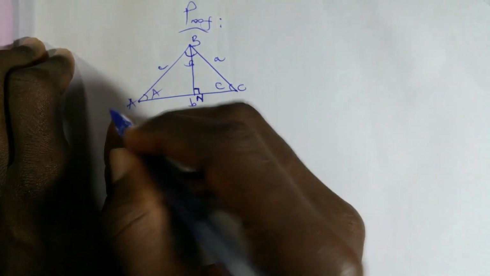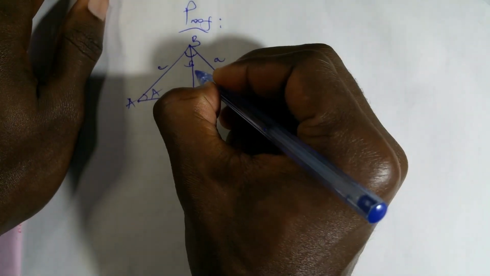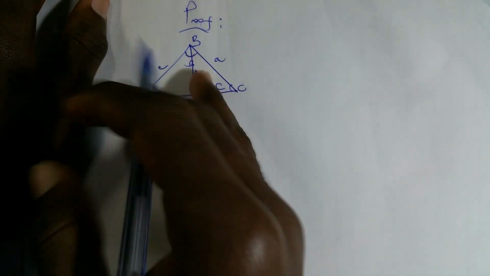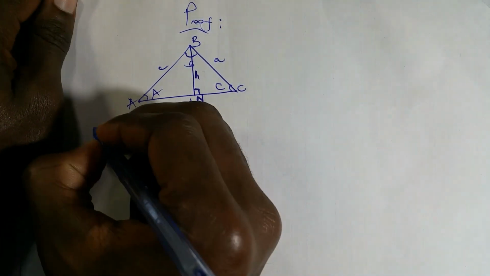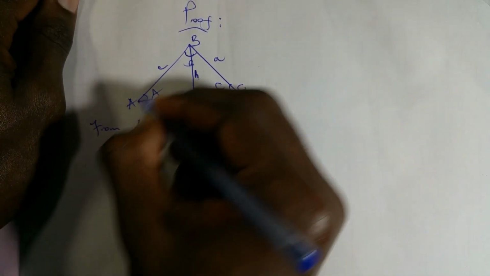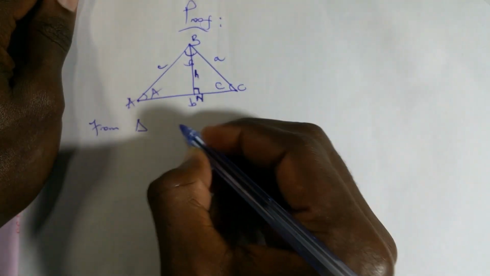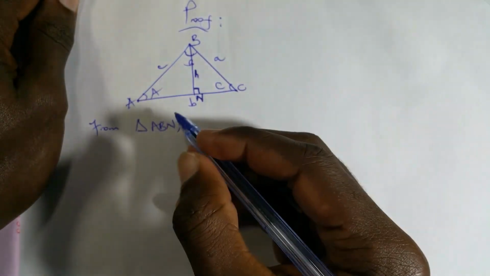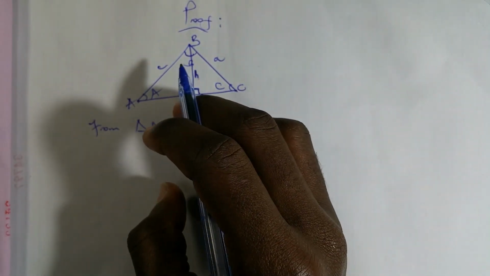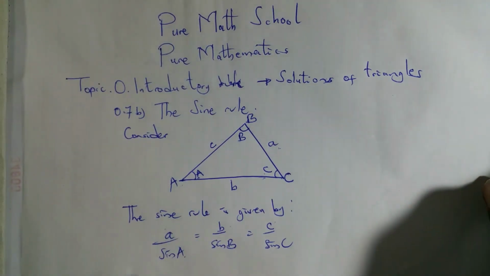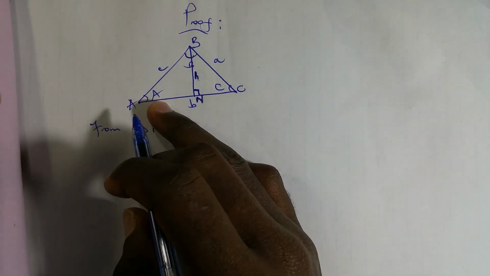Okay, then let's give h to be the height of that perpendicular distance. We don't know that h, that means we can get that h. So let's consider triangle ABN, that first one. Since in this formula of the sine rule we have only sines, we see that we are getting only the sine of these angles here: sine A, sine B, sine C. So we can just start by getting sine A here.